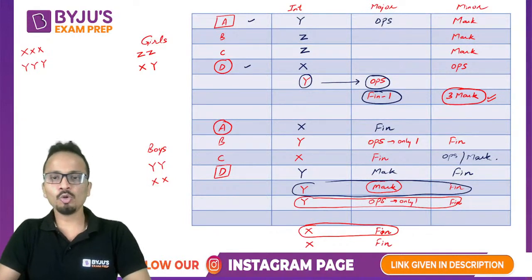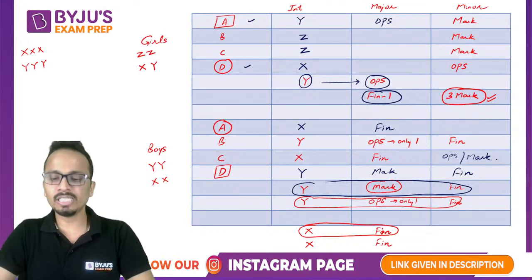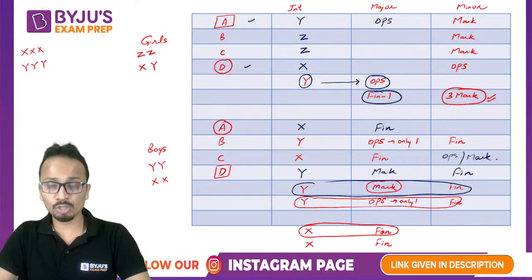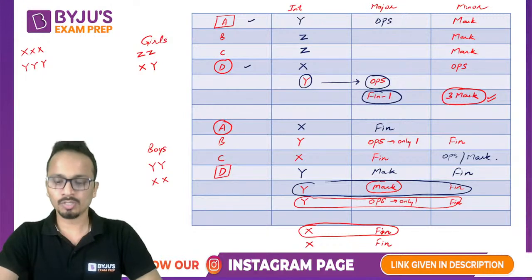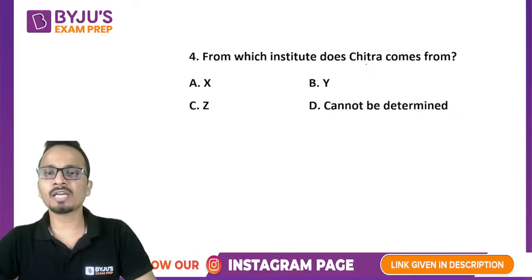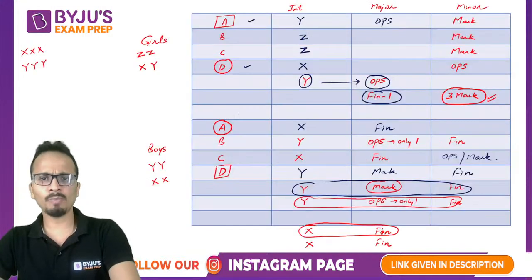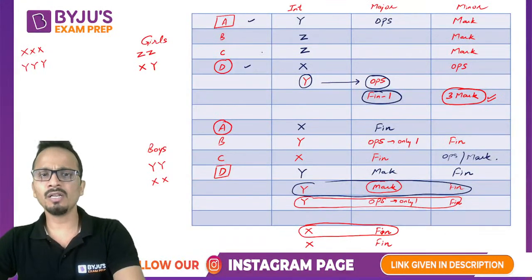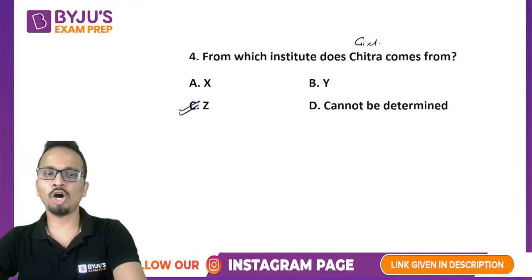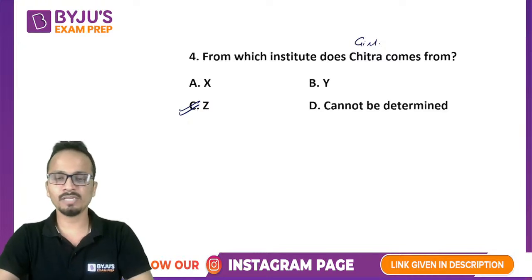Okay. So I hope you all have taken a picture of this. Now let's move on to each and every question one by one. So the first question, from which institute does Chitra come from? Now Chitra is a girl. I can go back to the screen. Chitra, the girl, comes from Institute Z. So the correct answer will be option C. All right. I hope you all are getting this one.